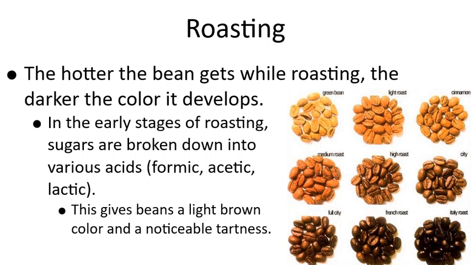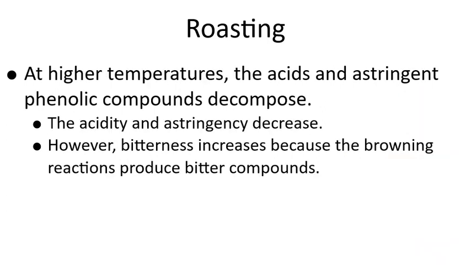In the early stages of roasting, the sugars are broken down into a variety of acids such as formic acid, acetic acid, that is vinegar, and lactic acid. The products of these reactions give the beans a light brown color, and the acids provide a tartness. If we continue to roast at higher temperatures, the acids and astringent phenolic compounds decompose. As a result, the acidity and astringency decrease, but in their place the bitterness increases as the browning reactions continue.